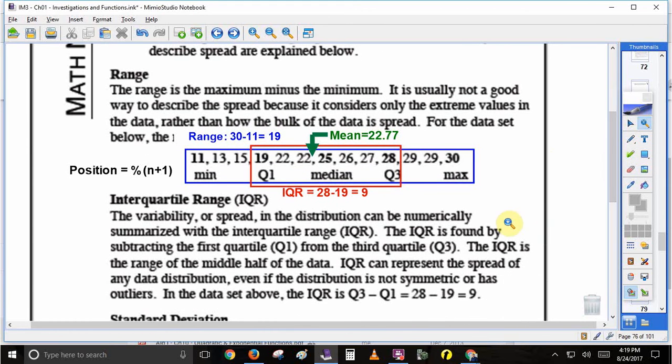Another way to talk about spread is called the interquartile range, or the IQR. And there's a lot of stuff embedded in this concept of IQR. Let's look at this here first.